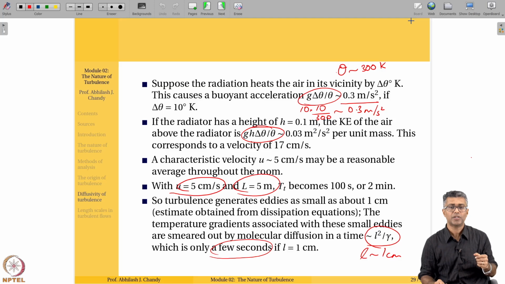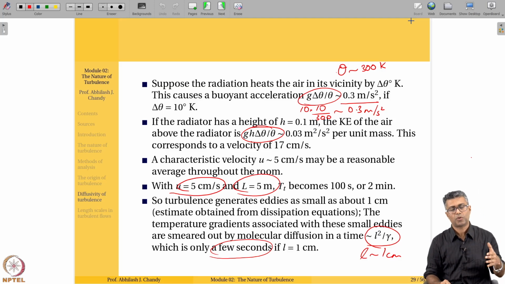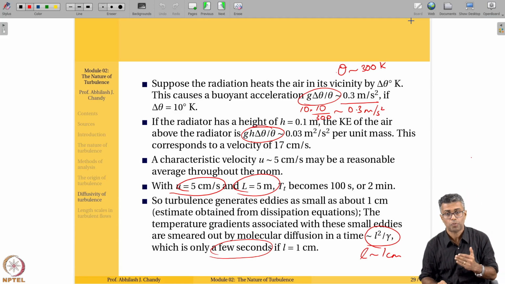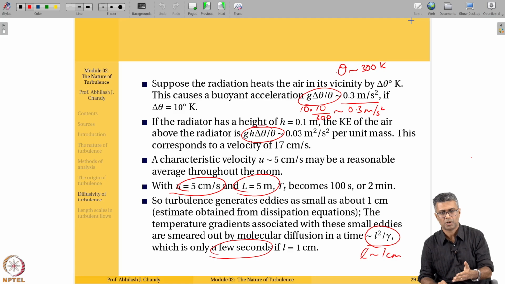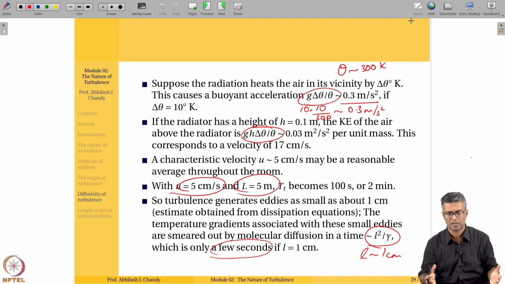And that led us to try to estimate the RMS amplitude. So we said, okay, let's say there is a buoyant acceleration of the order of g delta theta over theta, and that approximately comes to 0.3. If you estimate the kinetic energy per unit mass, it comes to 0.03 meters squared per second squared. Velocity comes to 17 centimeters per second, calculated from the kinetic energy. So a characteristic velocity scale of 5 centimeters per second is reasonable.